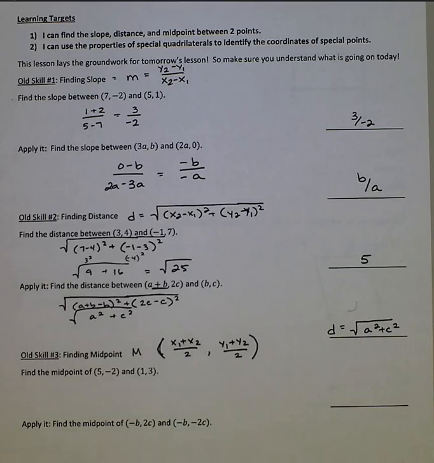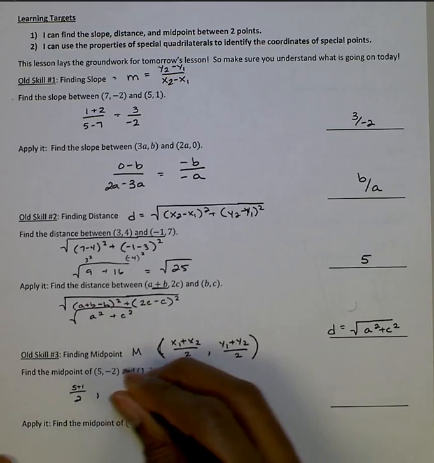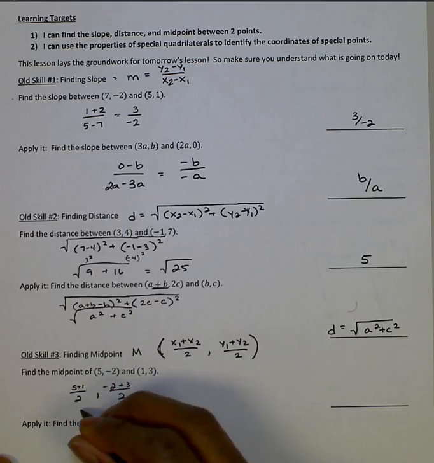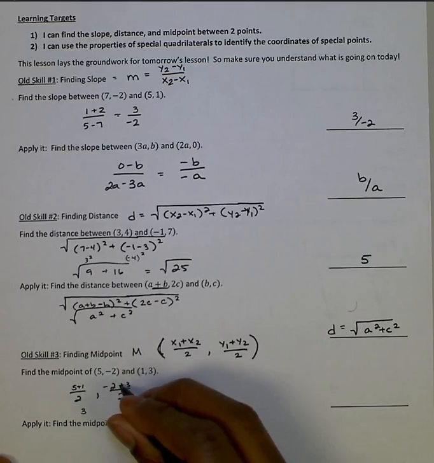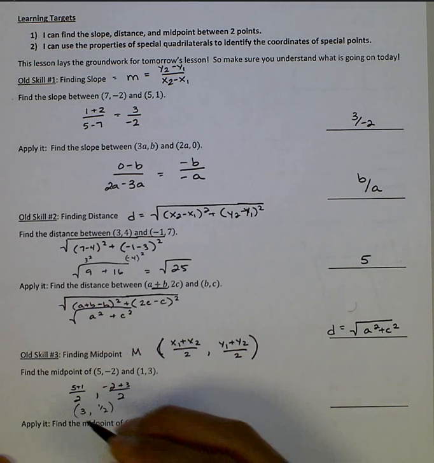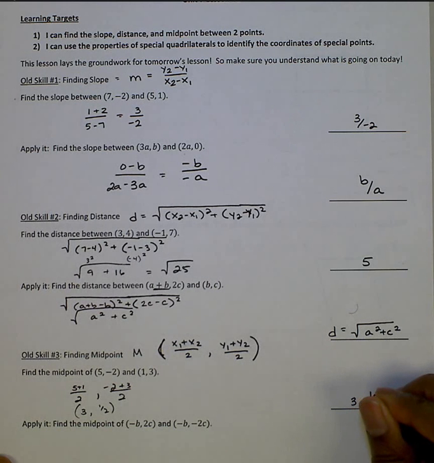Finally, midpoint. Remember that the midpoint is basically the average of the x coordinates, comma, the average of the y coordinates. So we add the two x coordinates together, 5 plus 1, which is 6 over 2, and we average the y coordinates, negative 2 plus 3 over 2. So 6 over 2 gives us 3. Negative 2 plus 3 is 1, and 1 over 2 is 1/2. And so this would be our midpoint of the points (5, -2) and (1, 3).